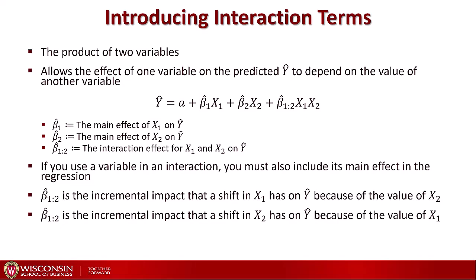If you use a variable in an interaction term, so here we've used both x1 and x2, we must also include the main effect for each variable. So we need to have beta 1 x1 and also beta 2 x2. We cannot only put beta hat 1,2 times x1 times x2 in our equation.